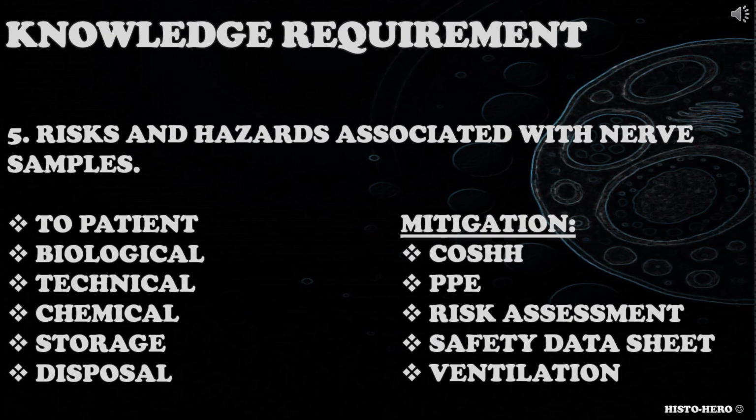The fifth knowledge requirement is for you to know the risks and hazards associated with nerve samples. What are the risks and hazards associated with nerve samples? How would you minimize them? Consider risks to patients during procedure, risks to the lab staff like infectious risks and exposure routes, technical hazards associated with processing during freezing or fixation, chemical hazards associated with reagents used during processing and staining, risks associated with reagent and sample storage and disposal. Also consider possible mitigation strategies like COSHH, use of PPE, SOPs, waste segregation, risk assessments, safety data sheets, ventilation.